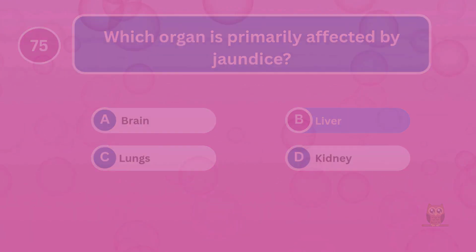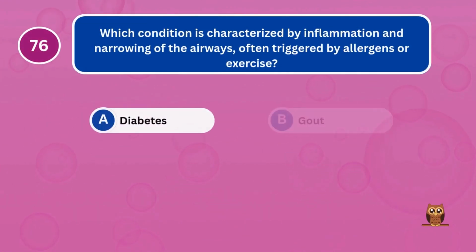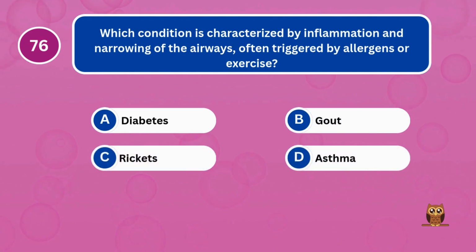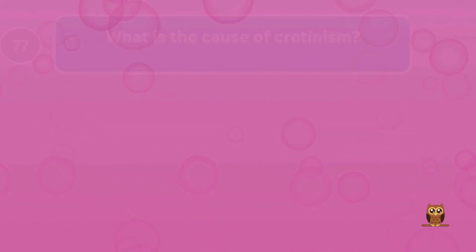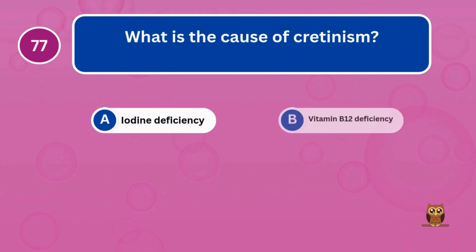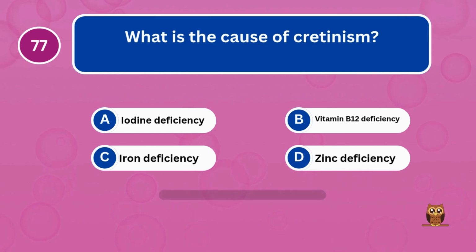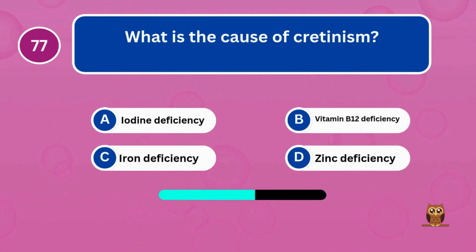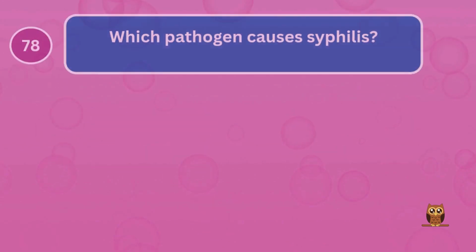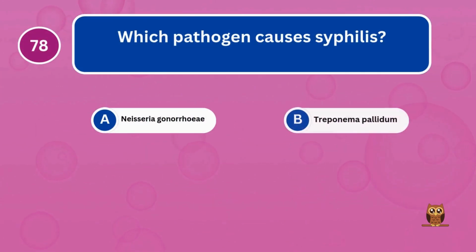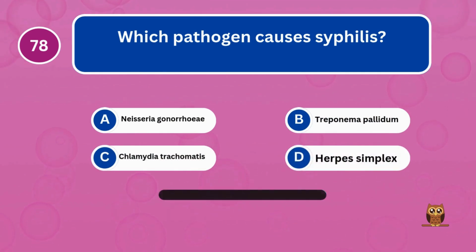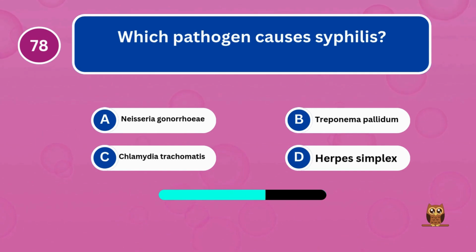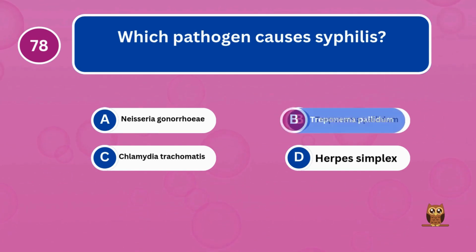Which organ is primarily affected by jaundice? Liver. Which condition is characterized by inflammation and narrowing of the airways, often triggered by allergens or exercise? Asthma. What is the cause of cretinism? Iodine deficiency. Which pathogen causes syphilis? Treponema pallidum.